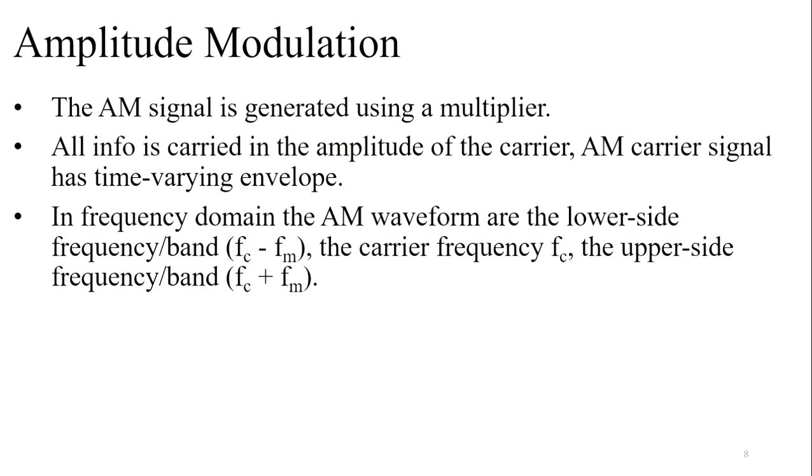Next, in the frequency domain, the AM signal has two sidebands, the lower sideband and the upper sideband. The lower sideband is fc minus fm, where fc is the carrier frequency and fm is the message frequency. The upper sideband is fc plus fm. These are the subtraction and the addition.